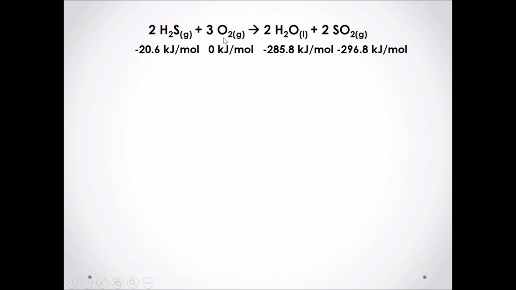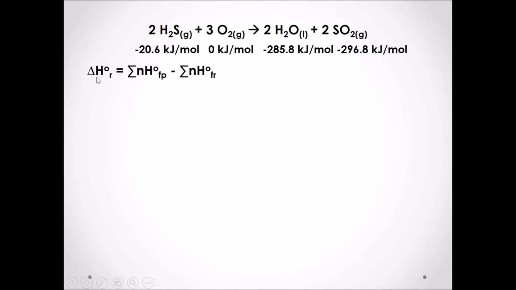The heat of formation of O2 is 0 because it's an element. The heat of formation of liquid water is negative 285.8 kilojoules per mole. And the heat of formation of SO2 gas is negative 296.8 kilojoules per mole.